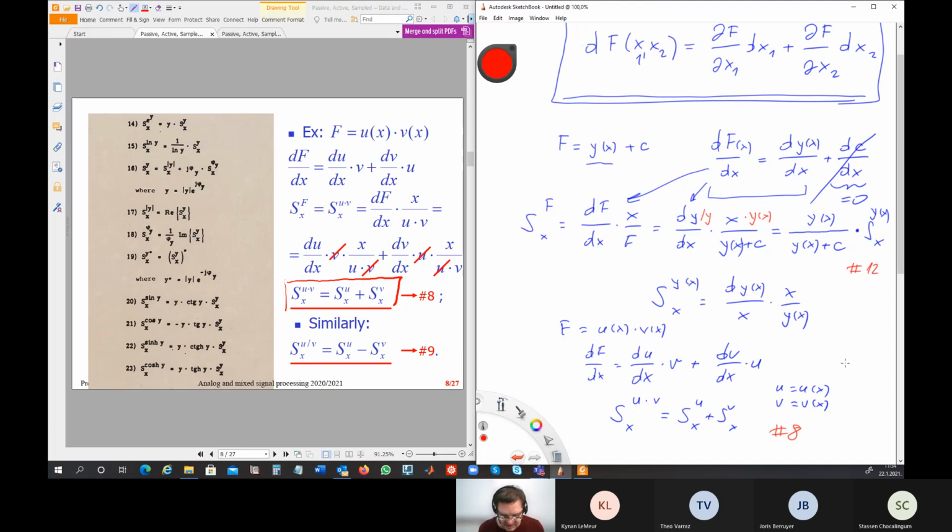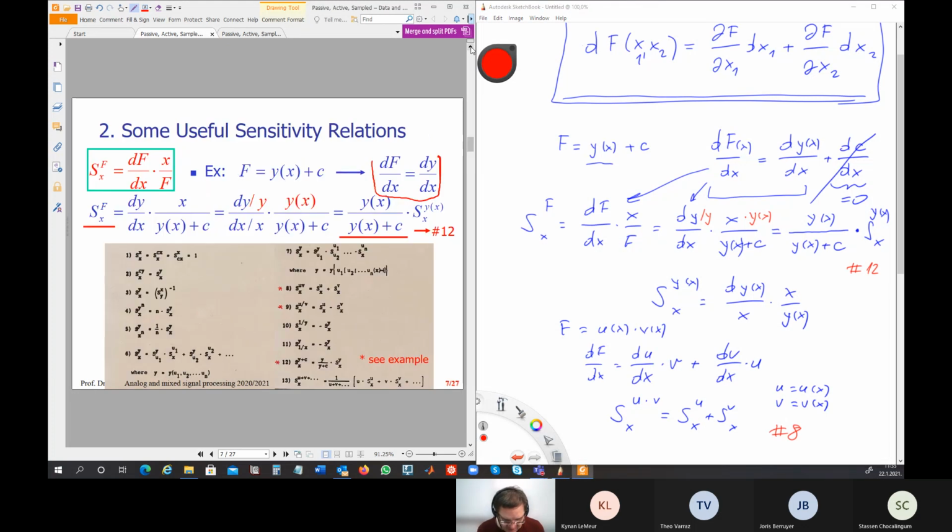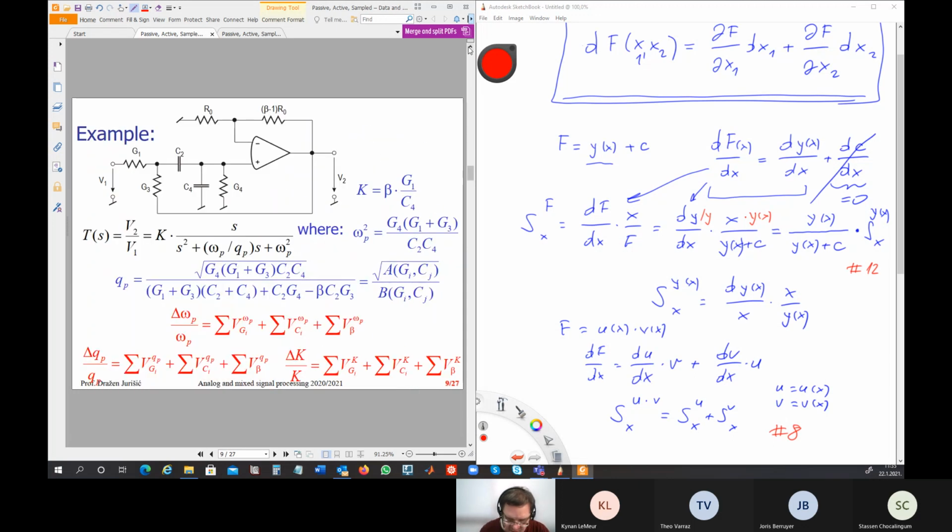So usually there are tables with rules. This here on the slides belongs to tables. So here, two very important rules are given, rule number 8 and rule number 12. So this is what I have shown here. Okay, so when we use calculation of sensitivities, we will apply rules.